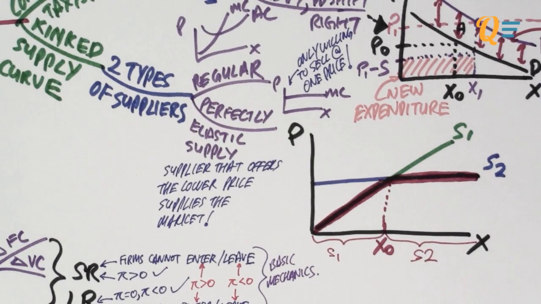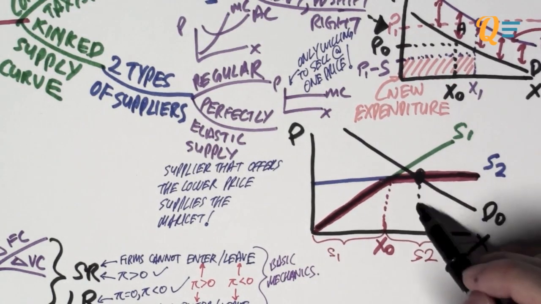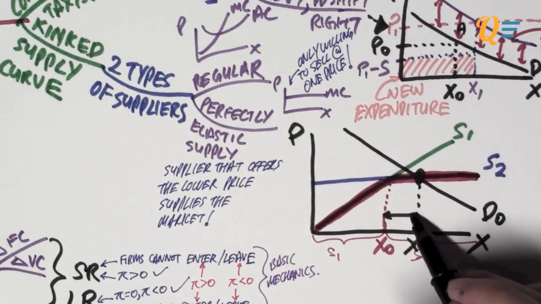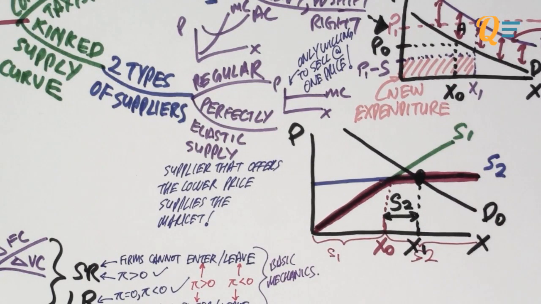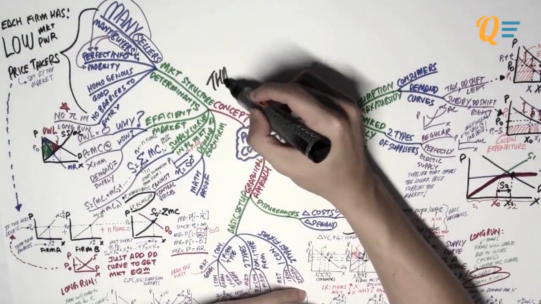So to complete the graph, let's add in a demand curve. So the first supplier will be supplying from 0 to x0, and the second supplier will be supplying from x0 to x1. Simple. So both suppliers are in the market.